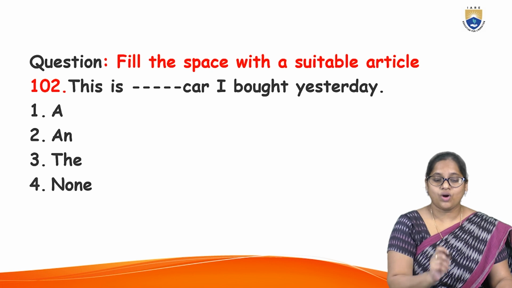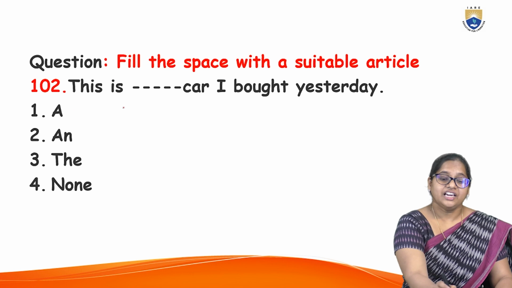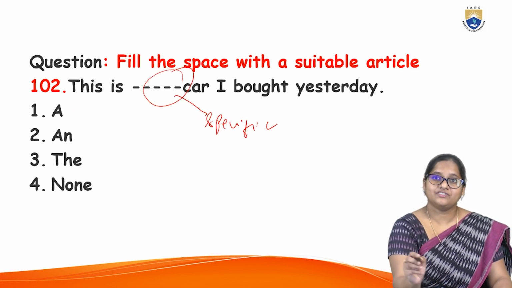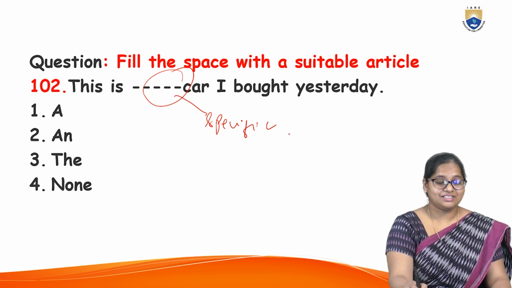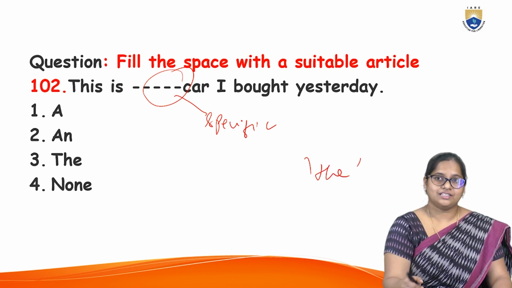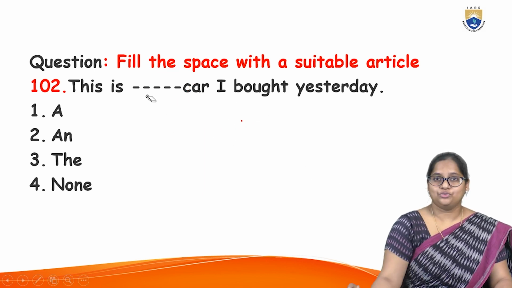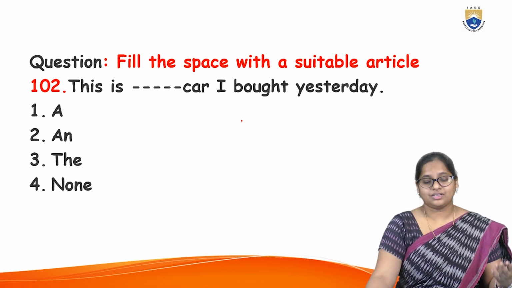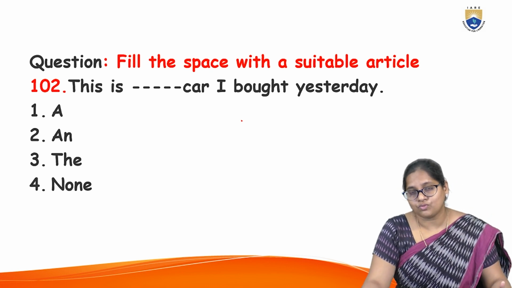So now let us see why it is not a. This is a car I bought. Here the context is very specific. When it is specific, what do you have to use? You have to use the definite article. What is the definite article? You cannot use an before car, before a consonant, since an comes before vowel sounds.